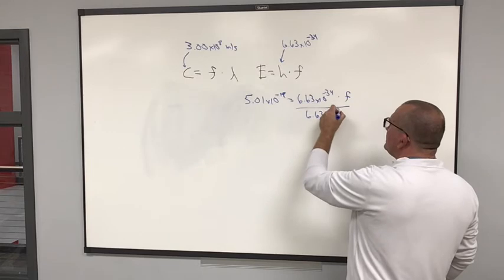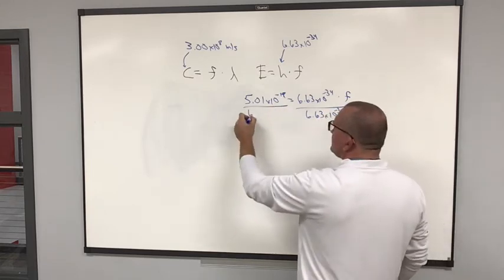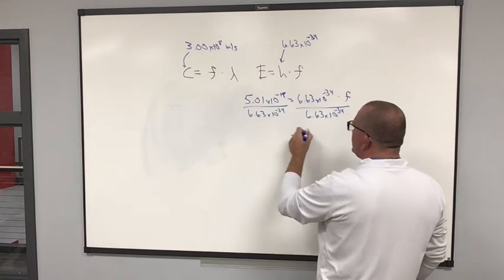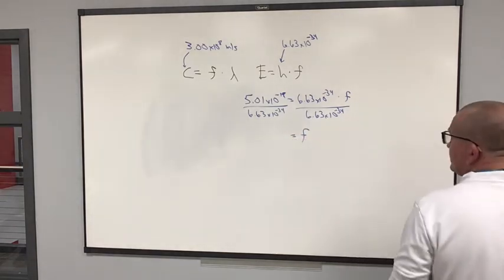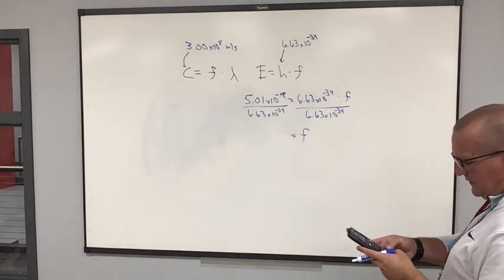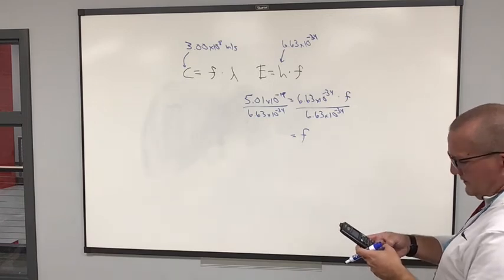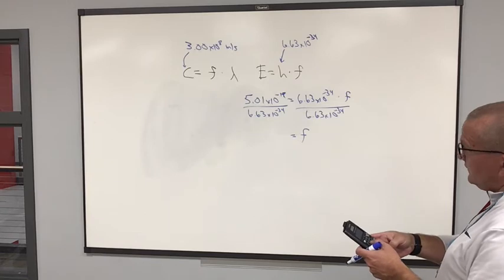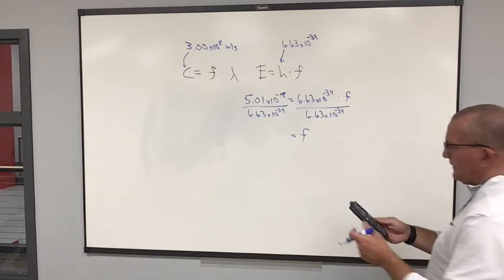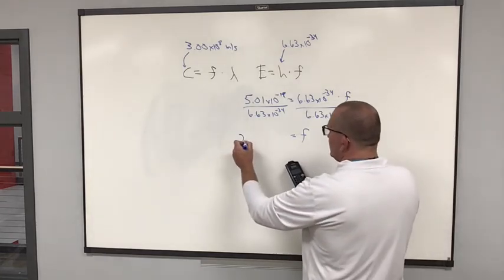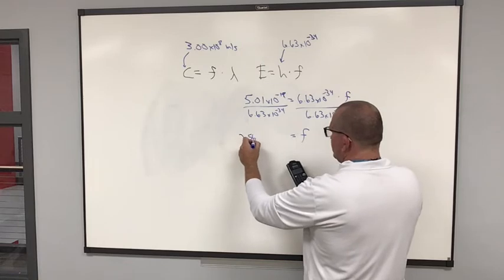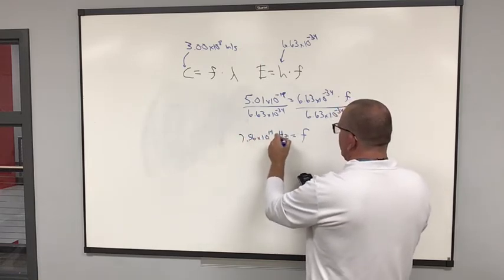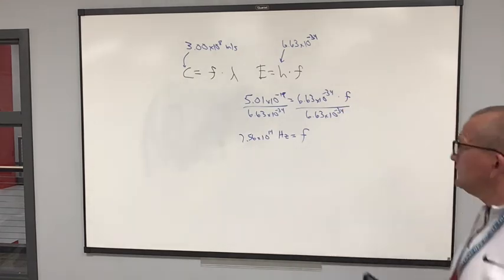divide by Planck's constant, and I'm solving for frequency. So 5.01 E negative 19 divided by 6.63 E negative 34, 7.56 times 10 to the 14th, and we're talking frequency, therefore it is hertz.